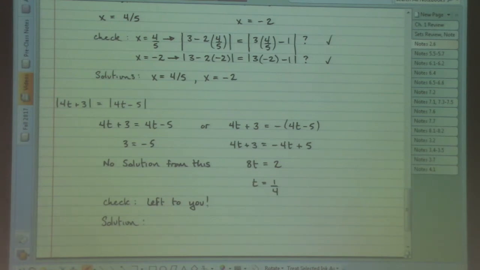And so if you do go through and check that out for yourselves, you should find that everything does in fact work, but that we only this time have one solution. T equals 1 over 4. Let's write that the same way we've been writing it with those other fractions. T equals 1 over 4 happens to be the only solution in this particular case. So we just roll with the punches.